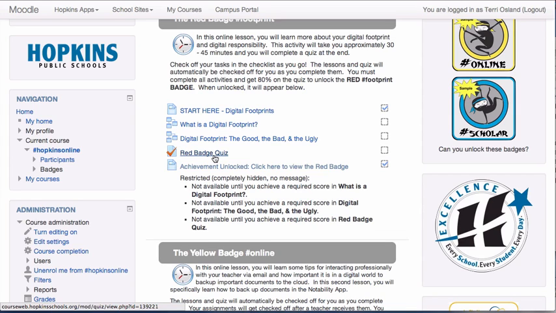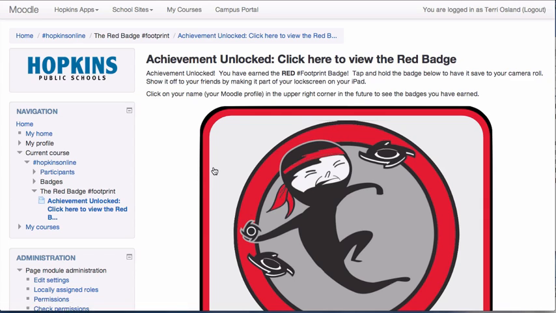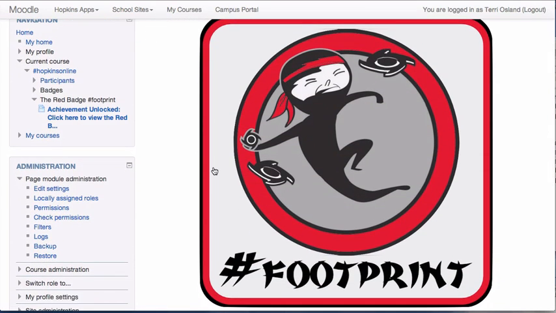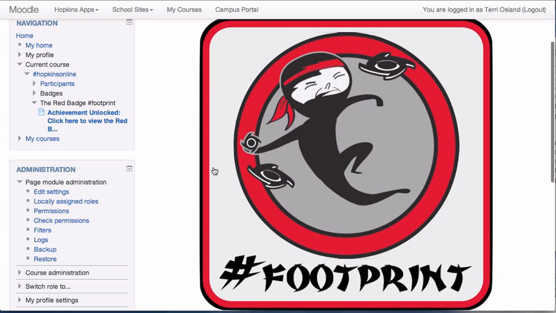Students are given the opportunity to retake or redo these digital opportunities. When they succeed, this hot link becomes visible to the student, and when they click on it, they see the red badge. The reason we wanted to make it available in high resolution is so that students could save this badge to their iPad and have it as their lock screen.